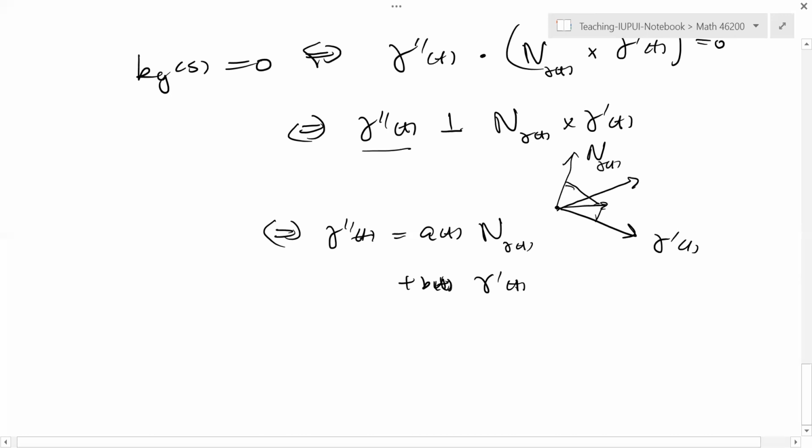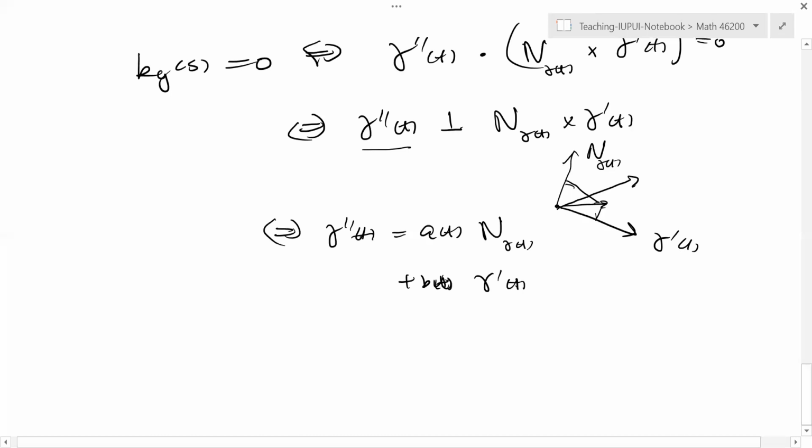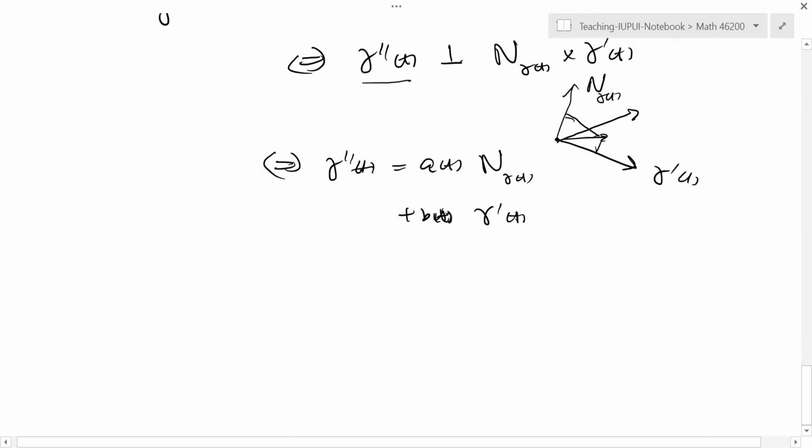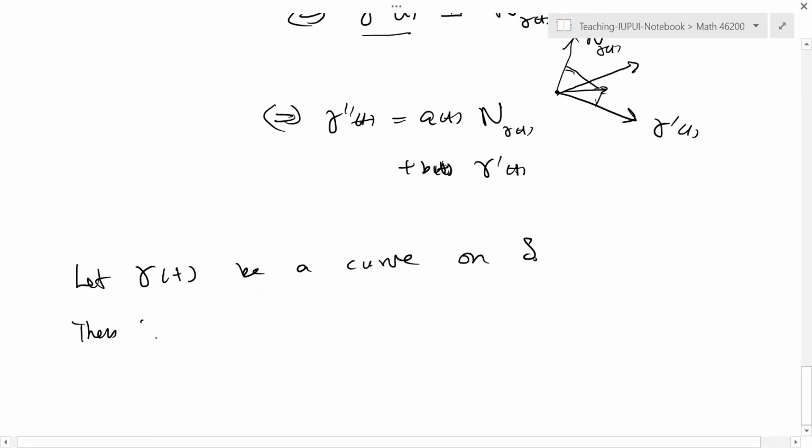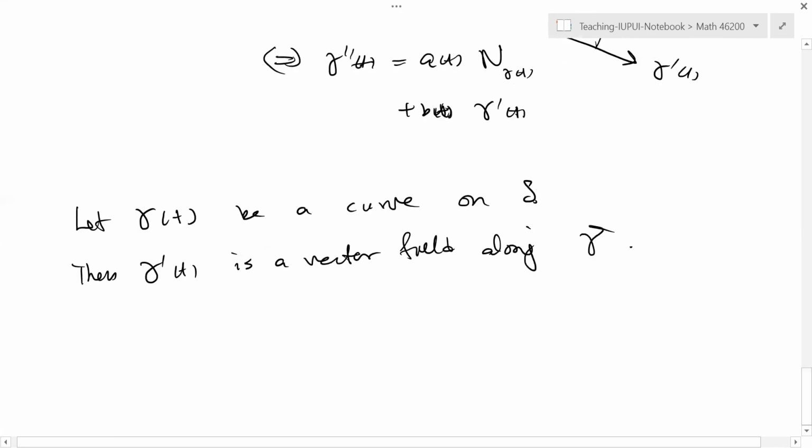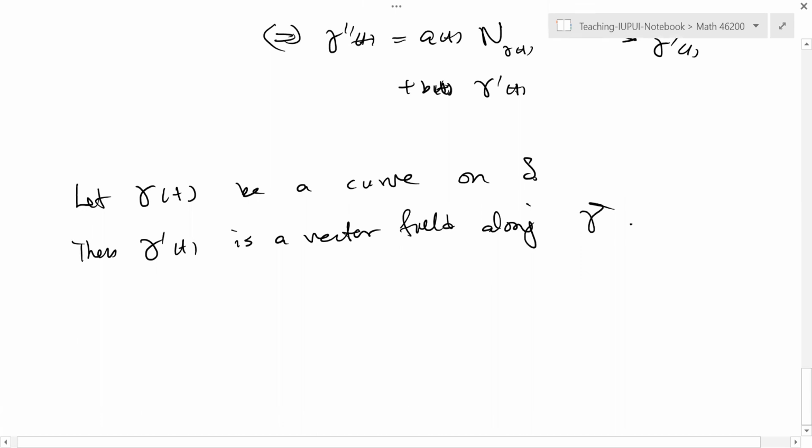Yeah, you can also see that along the geodesic, the tangent vector itself has a covariant derivative, right? So consider, let gamma(t) be a curve on the surface. Then gamma prime(t) is a vector field, itself a special vector field along gamma. Now, we remember, suppose you have a gamma on the surface.